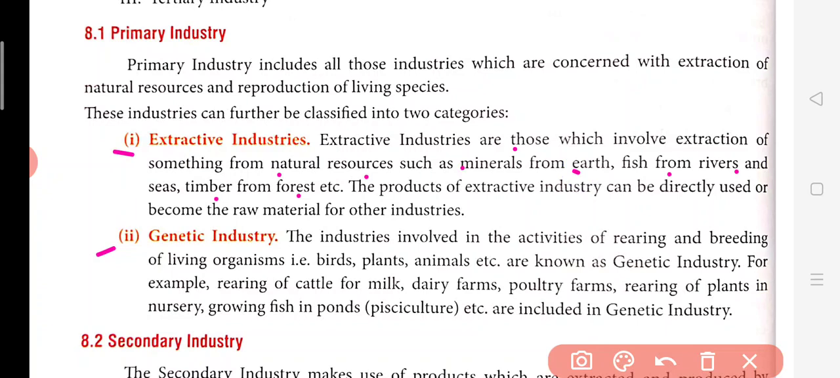Extractive industries are basically based on nature, and these natural elements are found inside the earth's crust, such as minerals which are extracted. There are various metals which are extracted, like iron, which we extract from the earth's crust. Similarly there are phosphorus, potassium, manganese, so all these different types of minerals.